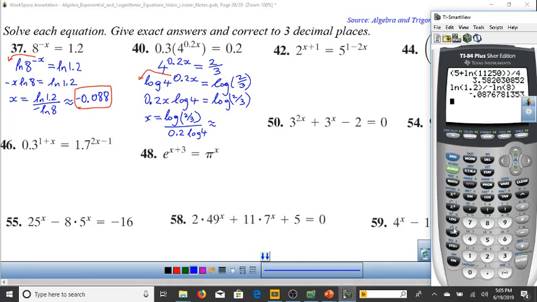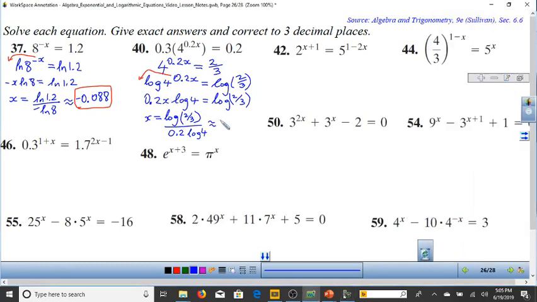So log 2/3 divided by the parentheses 0.2 log 4, close parentheses and close the denominator, negative 1.462, negative 1.462. And let's just check that one to make sure that we are correct here.